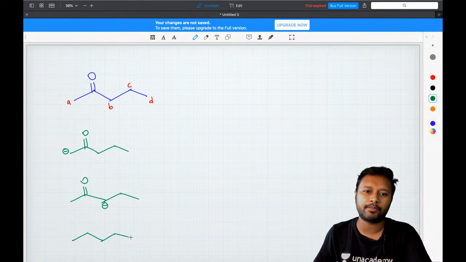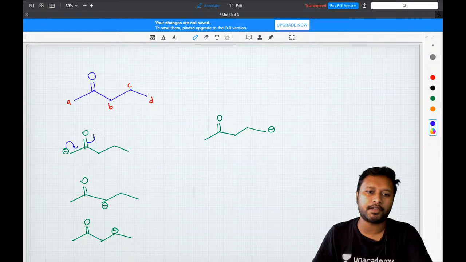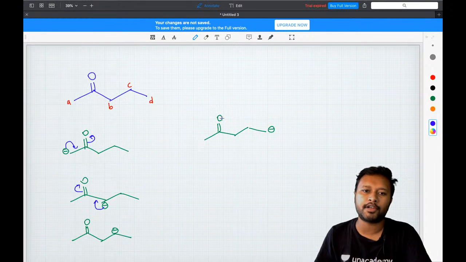If you remove it from C, you will get it here, and if you remove it from D, you will be getting the carbon ion here. Now you have to look for which is the most stable carbon ion. When you go for A, it is resonance stabilized. Option B is also resonance stabilized. Option C is not resonance stabilized. Option D is also not resonance stabilized. So like A, B, C and D, that's what we have.